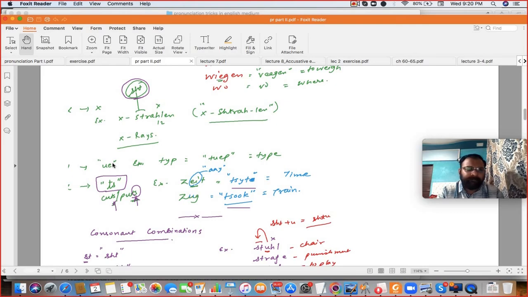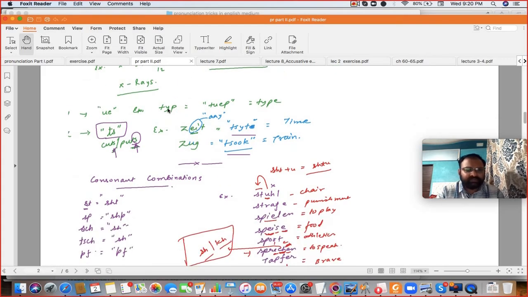Then this image is little bit cut from here. This is Y. Y is "we". Speak "we". So this example is twip. And next is Z. Z is mix of "toy" and "sir". So speak the example. Zeit and Zug. Zeit and Zug.